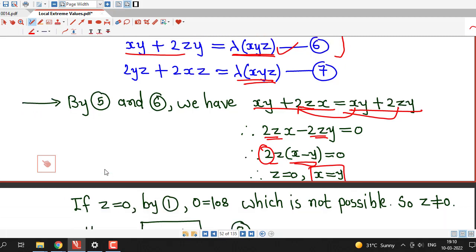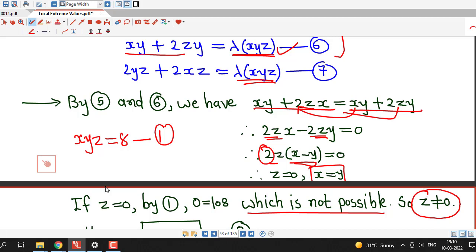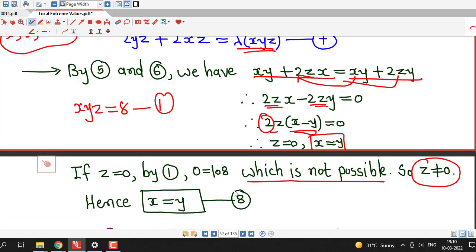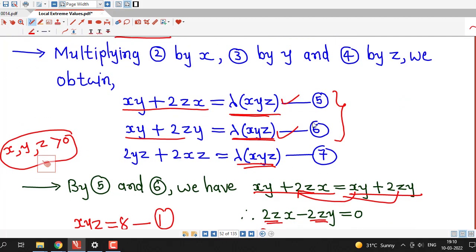If z equal to 0, then if we see equation 1, it is xyz equal to 108. If z is 0, then we obtain 0 equal to 108, which is not possible, so z cannot be 0. Also we know that x, y, z are dimensions of the box, so they are always positive. So in that way also we can say that z equal to 0 is not possible. Therefore we obtain x equal to y by using equations 5 and 6.